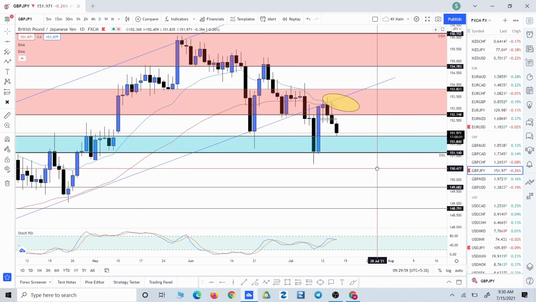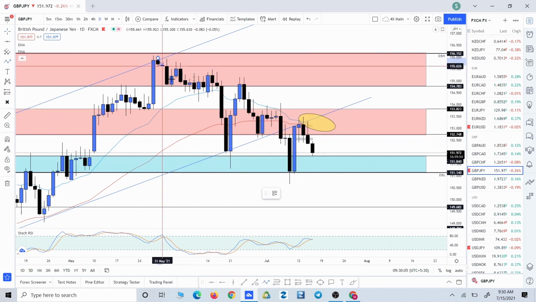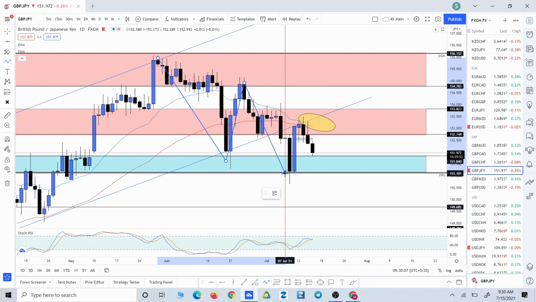GBPJPY guys, it played out perfectly well. As I mentioned in yesterday's video, starting from here we have the high, low, lower low, lower high, lower low, and after this lower low we expected the price to make a lower high in this zone. And why in this zone? Because this is a high confluence zone.